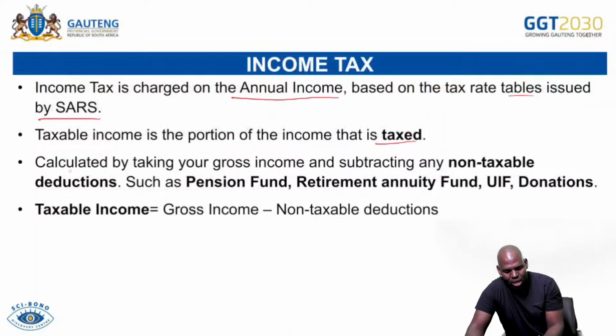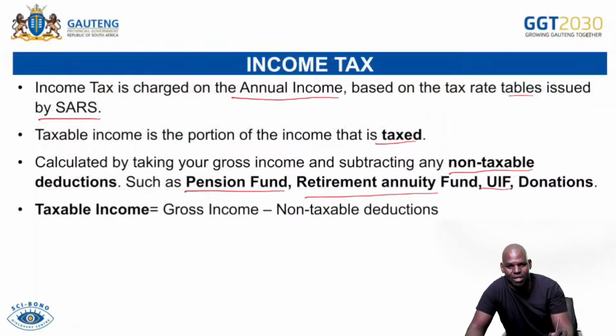But how do we calculate the taxable income? We calculate it by taking gross income and subtracting the non-taxable deductions. Remember, we spoke about non-taxable deductions. We said those are the amounts that are not supposed to be taxed. Those we refer to as the pension fund, the retirement annuity fund, UIF, and donations.